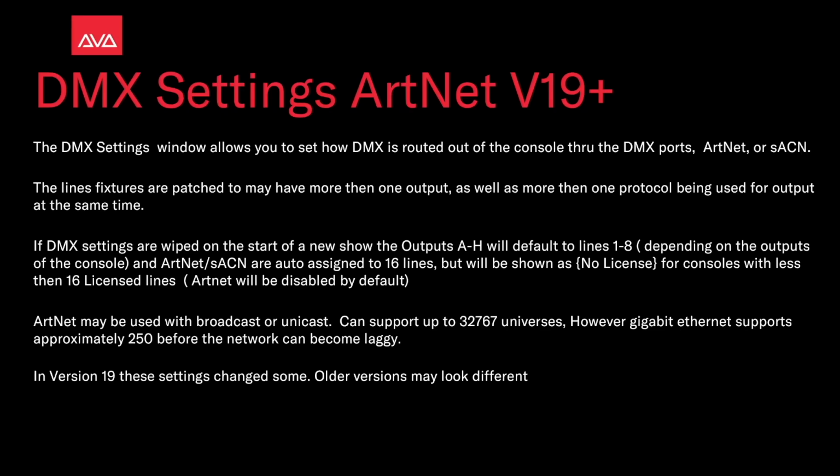ArtNet is disabled by default. ArtNet may be used with broadcast or unicast. It can support up to 32,767 universes. However, gigabit Ethernet supports about 250. Networking can become saturated. In version 19, these settings change some. Older versions may look different.